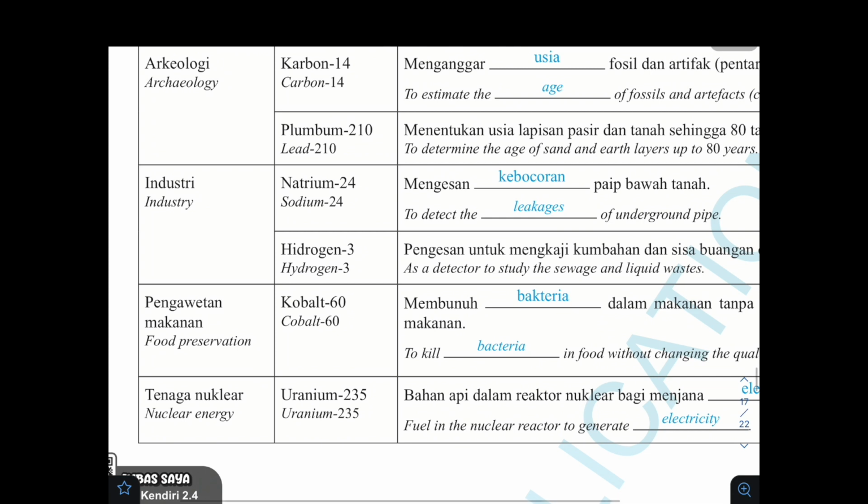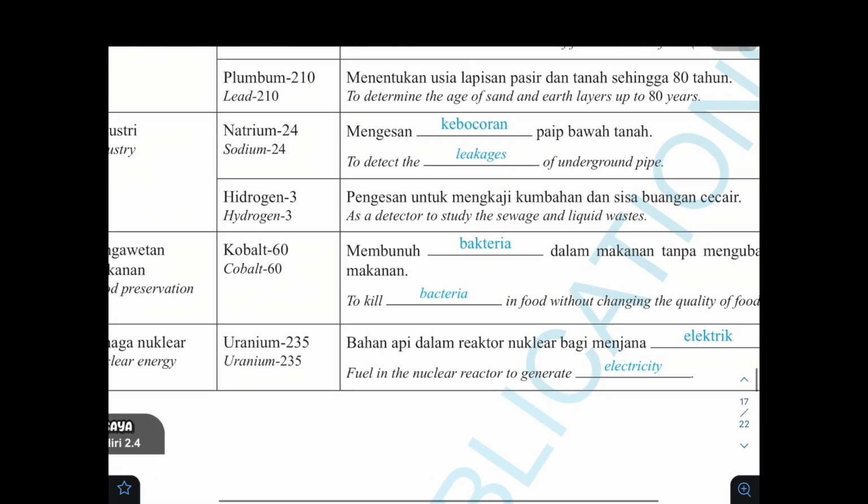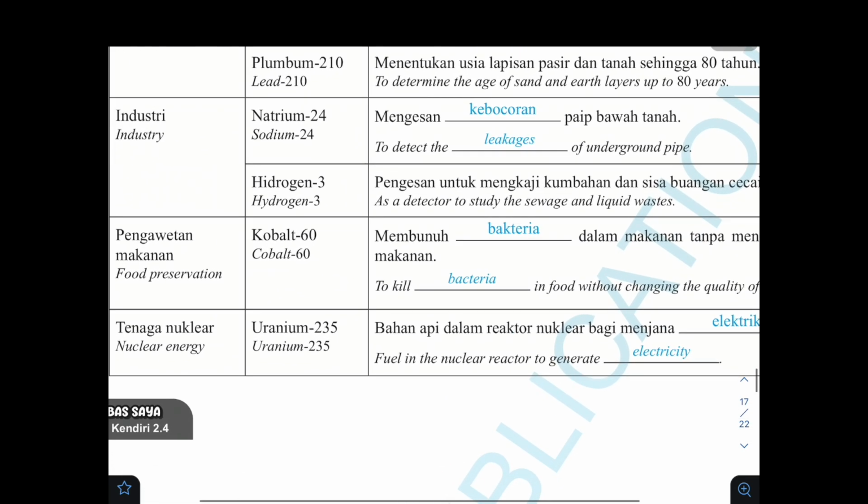Right. In industry, we have sodium-24 to detect the leakage of underground pipe. Hydrogen-3 as a detector to study the sewage and liquid waste. Food preservation, we have cobalt-60 to kill bacteria in food without changing the quality of food. In the field of nuclear energy, we have uranium-235, fuel in the nuclear reactor to generate electricity.